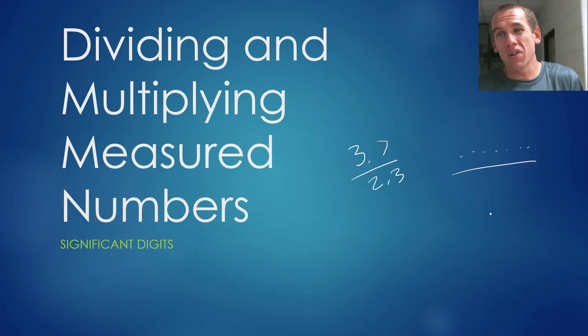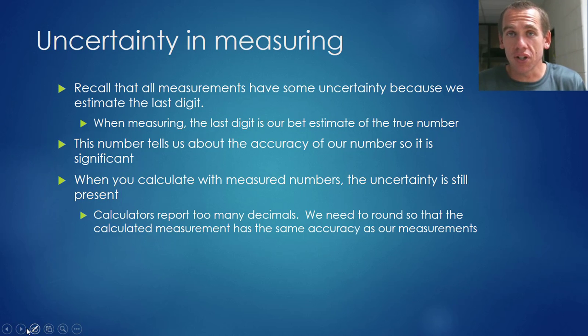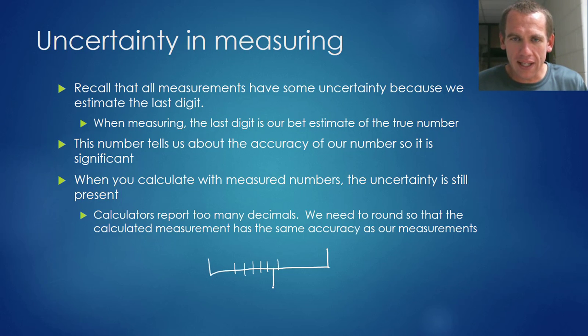The reason we can't report those is because they're telling us that our calculated measurement is more accurate than our measured numbers, and that's not the case. So we're going to look at the rule on how we round today. First, we have to understand that all measurements have some uncertainty. Remember, that's because when you have a scale, like a ruler, with divisions on it, and we're measuring something and the boundary falls right here, we don't know exactly where that is.